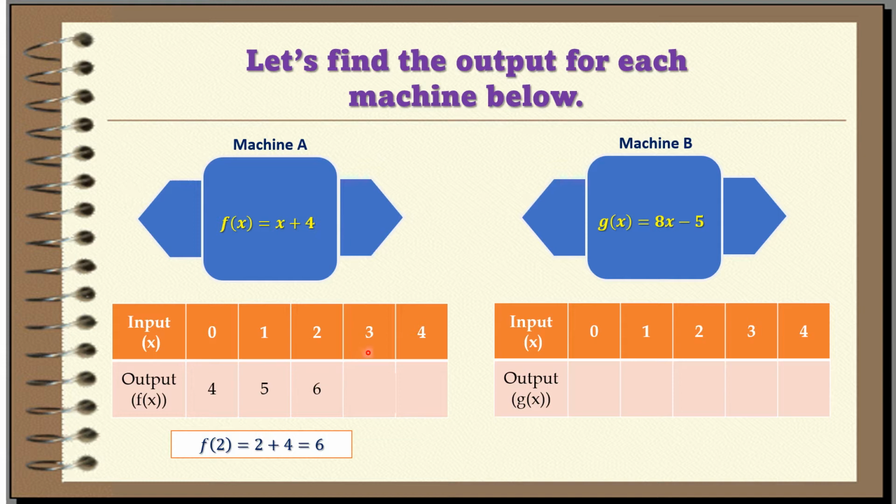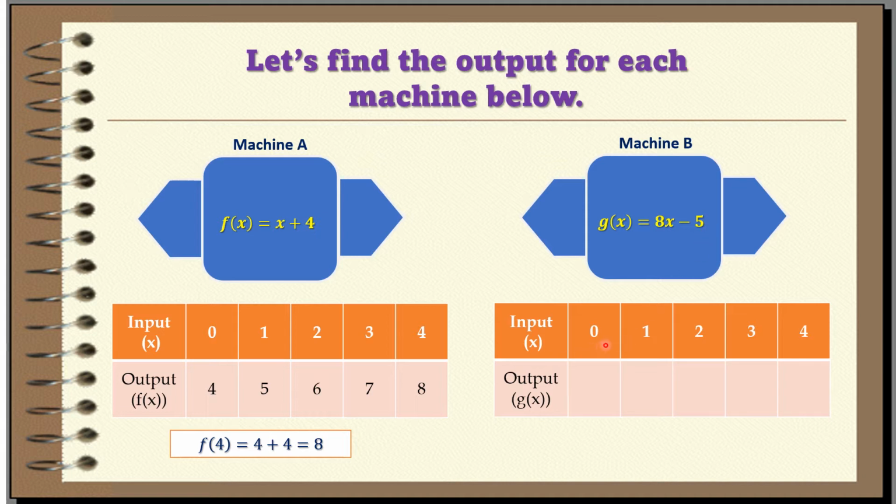Now let's proceed to x equals 3. We have f of 3 is equal to 3 plus 4, which is equal to 7. So we write 7 here. Then at x equals 4, f of 4 equals 4 plus 4, which is equal to 8. Now let's move on to the next machine.